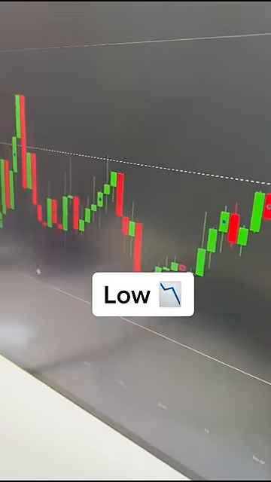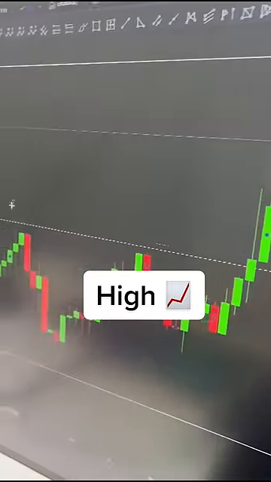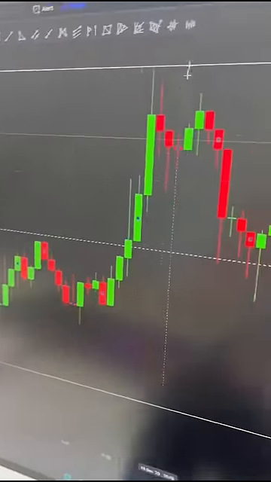Let's create a successful Bitcoin trading strategy together in under 60 seconds using just a parallel channel. Connecting the low of the wicks to the high of the wicks, we can start to see we have a range forming where price is really simply going from low to high.